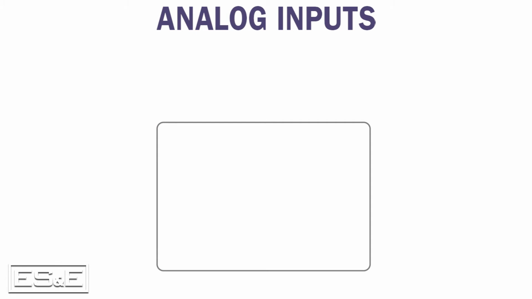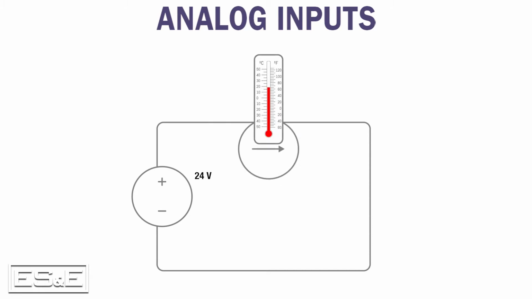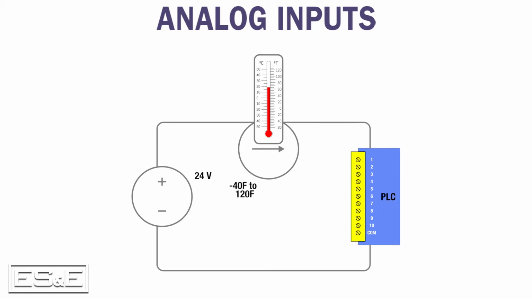In this example, we're showing an analog circuit that includes a power supply, an analog device that is capable of producing a value from a range of values, and a resistive load. Let's now apply how that circuit relates to analog inputs in the PLC. In this case, we're using a temperature sensing device that is capable of sending a value to the PLC that will be within a range of negative 40 degrees F to positive 120 degrees F. But the device will represent the temperature as a current range from 4 milliamps to 20 milliamps.